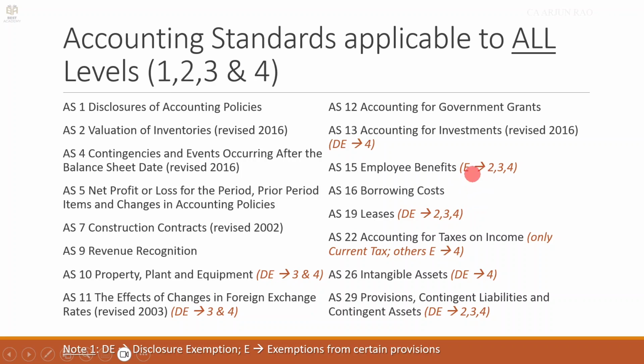Okay. There are only some disclosure exemptions in certain accounting standards. Some paragraph-wise exemptions are available in AS 15. Also, provisions relating to deferred tax are not applicable for level 4. So, you can just pause the video here and go through this list. DE means disclosure exemption and E means an exemption in the provision. So, provisional exemptions are there in AS 15 for all MSMEs, in AS 22 only for level 4, and in the others there are some disclosure exemptions. So, you can just pause the video and go through this.